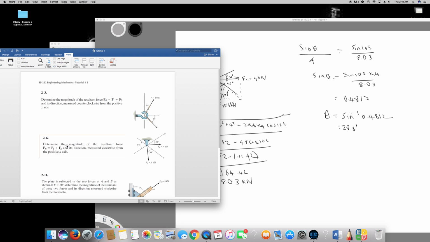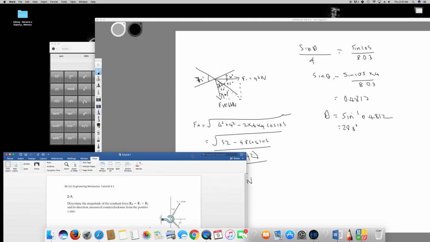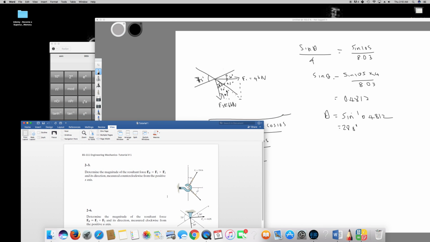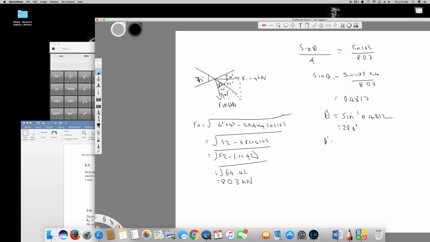The question is asking, determine the magnitude of the resultant force F1 and its direction measured clockwise from the positive u axis. So they are asking the angle from this u axis. Now I have calculated the clockwise angle, from this to this. Since this is 28.8 degrees, it's a little bit below u, but to find exactly how far below it is, I have to simply deduct from 30.